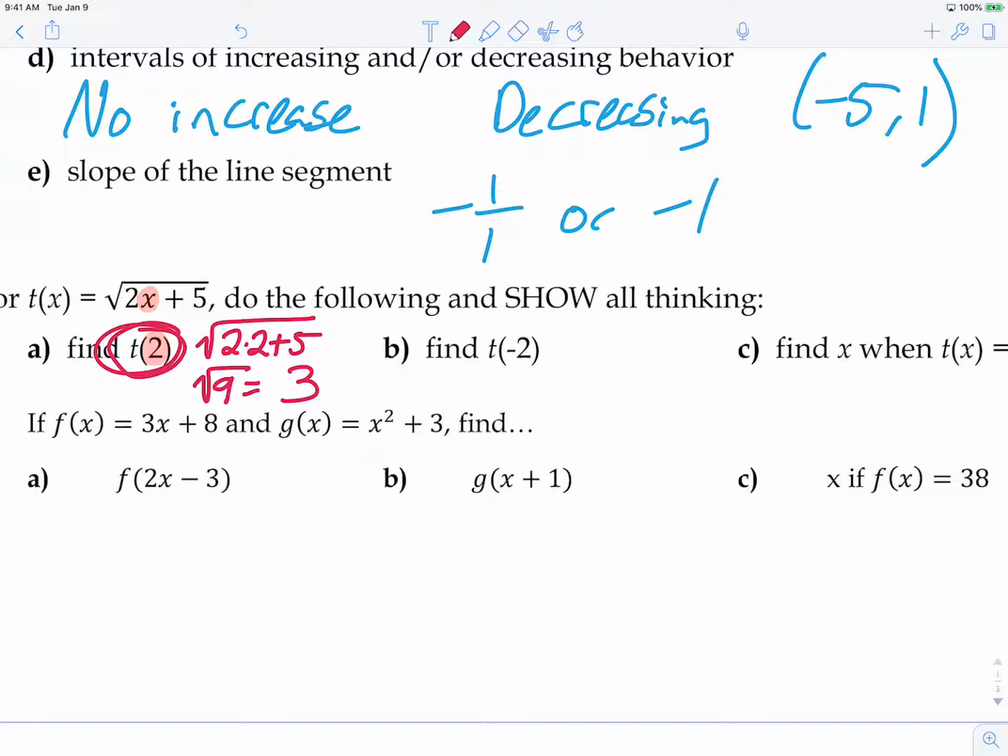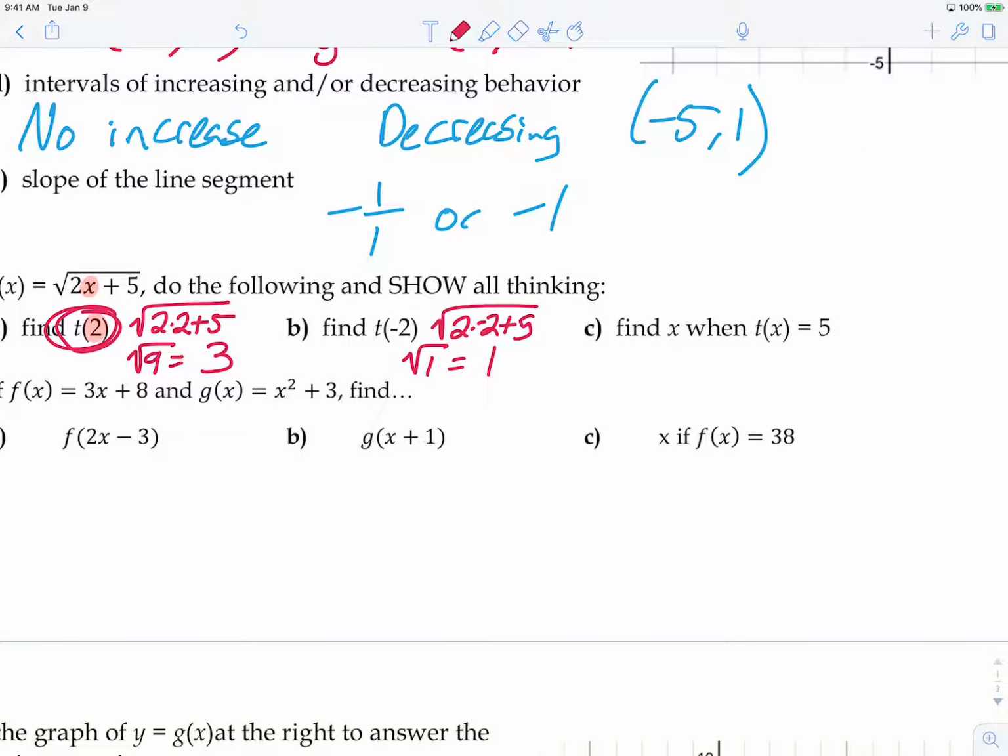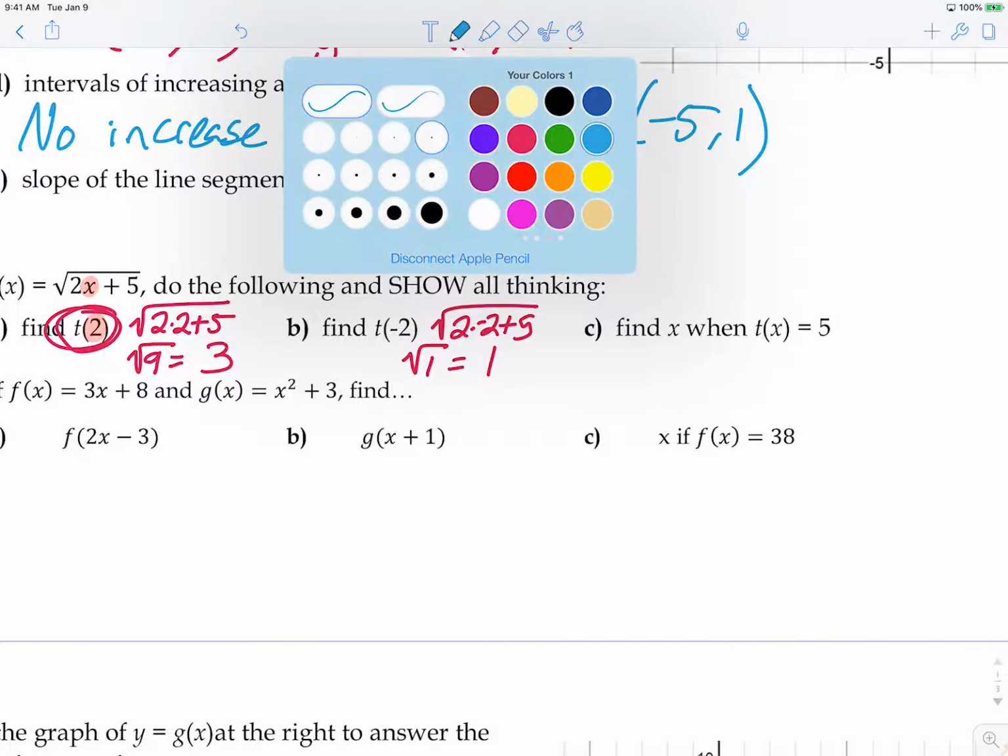Same idea for the t of -2. We have the square root of 2 times -2 plus 5. 2 times -2 is -4. Oh, I wrote the wrong number. I wrote the answer. -4 plus 5 is 1, and the square root of 1 is 1, because 1 times 1 is 1. Now this next one is giving you an answer.